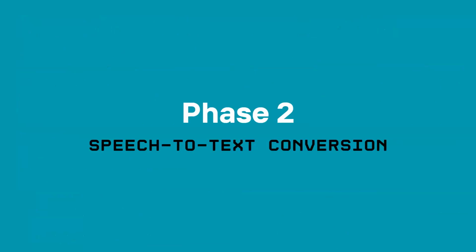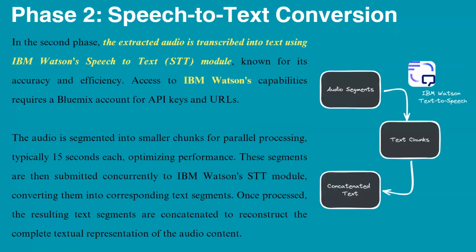Now comes phase two, which is speech to text conversion. Next, we convert the spoken English into text. For this, we use the IBM Watson speech recognition system, which is highly accurate and efficient. To speed up the process, we break the audio into smaller chunks and process them in parallel, which reduces the time by up to 70%.